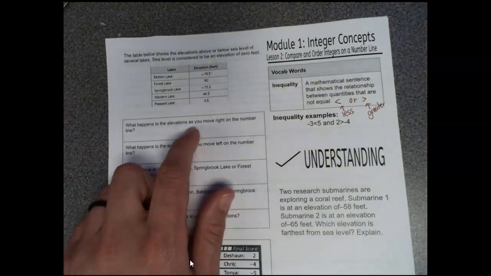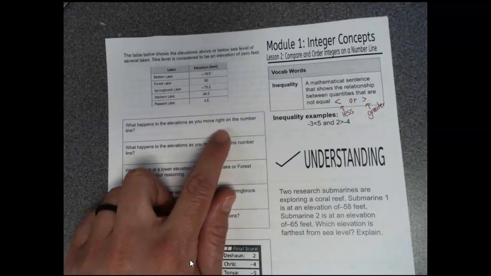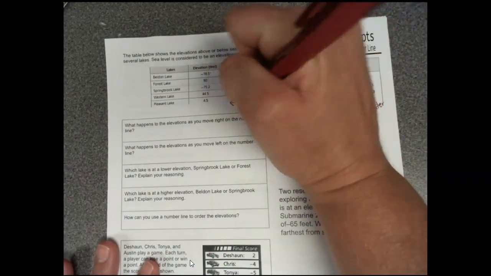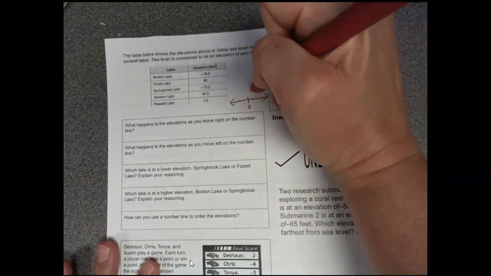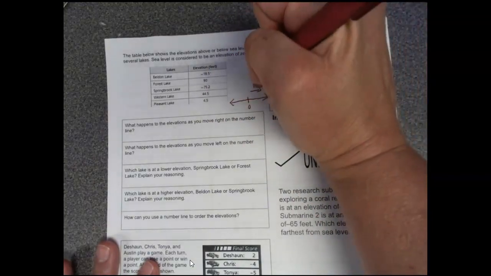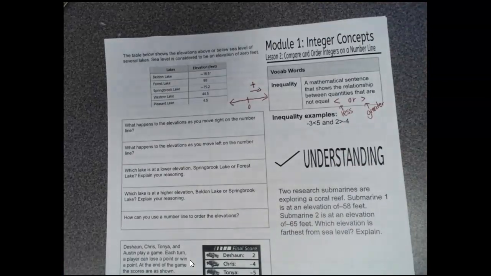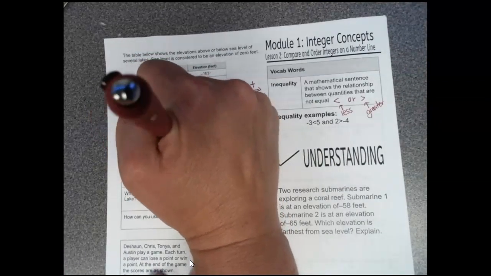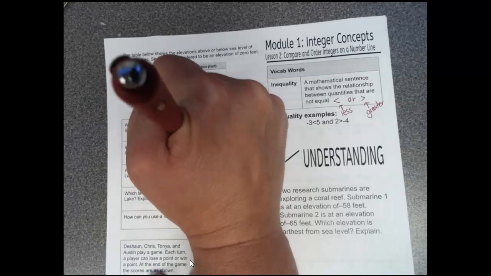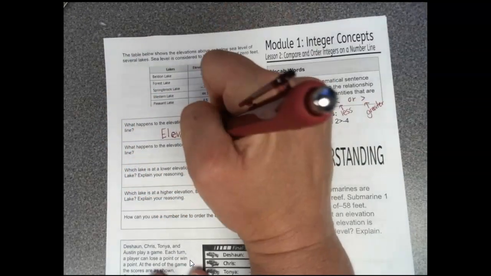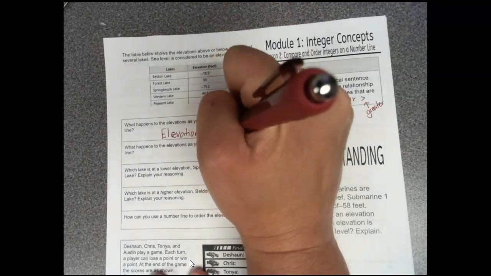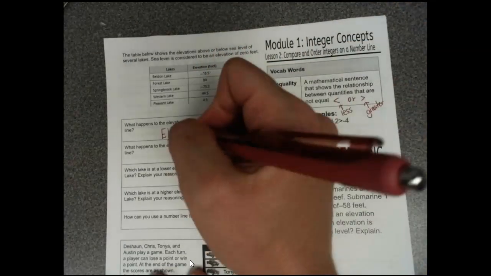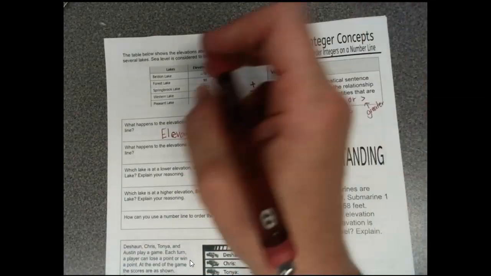What happens to the elevations as you move right on the number line? So if I have my number line and zero's in the middle, if I move to the right, which is this way, they get positive. So the elevations go up or they increase. What happens to the elevations as you move left? So instead of increasing, they decrease.